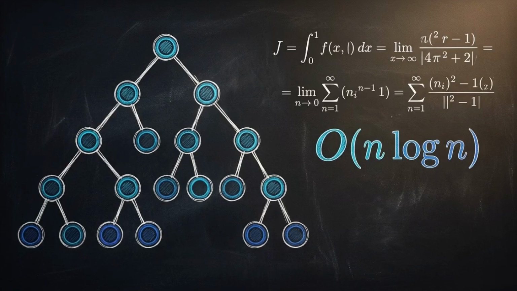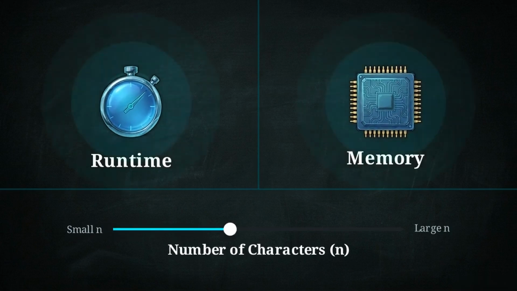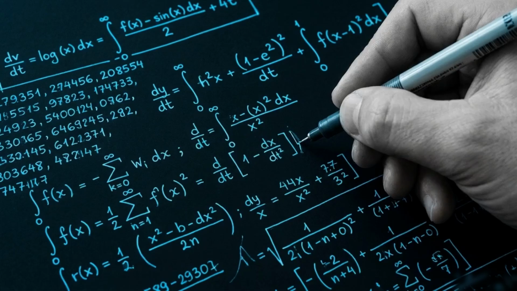Today, we are going to deconstruct this algorithm's runtime performance and formally prove its compression capability. Remember our definition of algorithm analysis. We must measure exactly how the runtime and memory requirements grow as the number of characters increases. To truly trust this compression standard, we cannot rely on intuition. We have to mechanically derive its speed and mathematically prove its optimality.